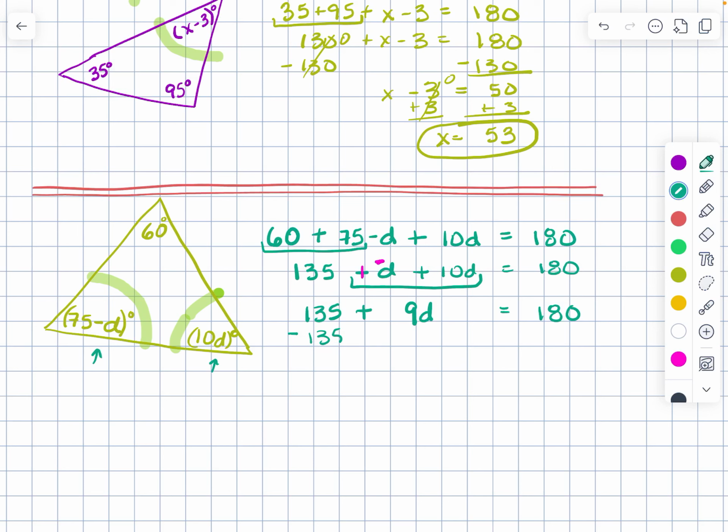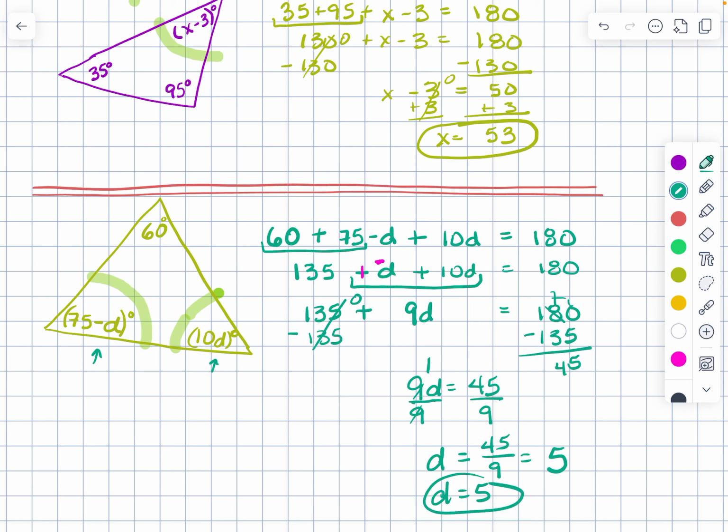Now I'm going to subtract 135 from both sides because my goal is to get that D by itself, and this is the first step in doing that. So that goes to 0, and this goes to 45. So now I've got 9D is equal to 45. Now I still want this D by itself, so I'm going to divide both sides by 9. And now I get D, 9 goes into 9 one time. So D is equal to 45 divided by 9, and I know that 5 times 9 is 45. So 9 goes into 45 5 times. So D is equal to 5.